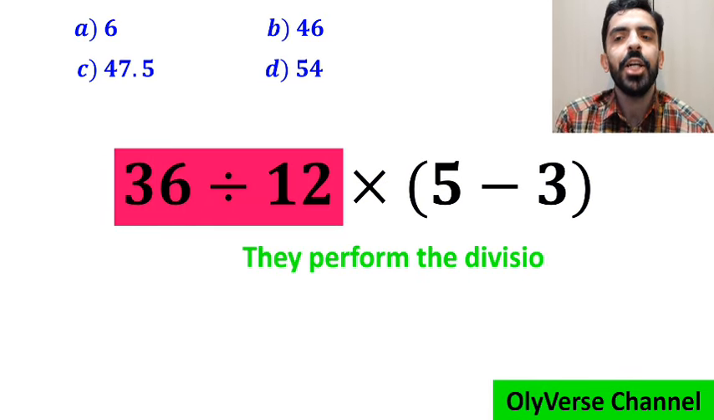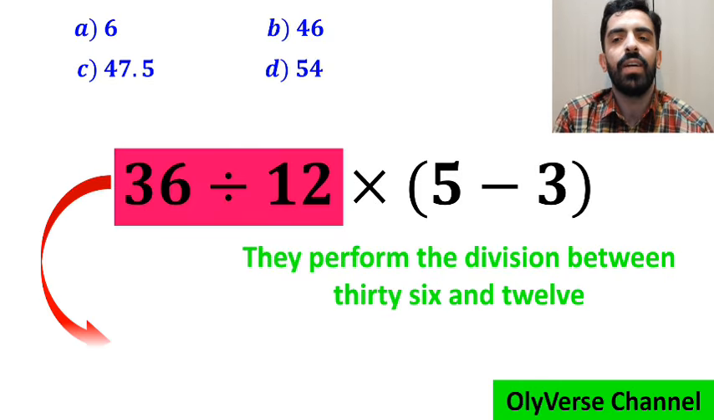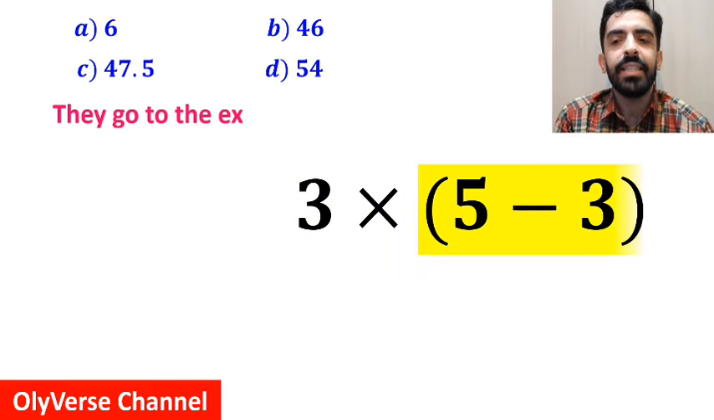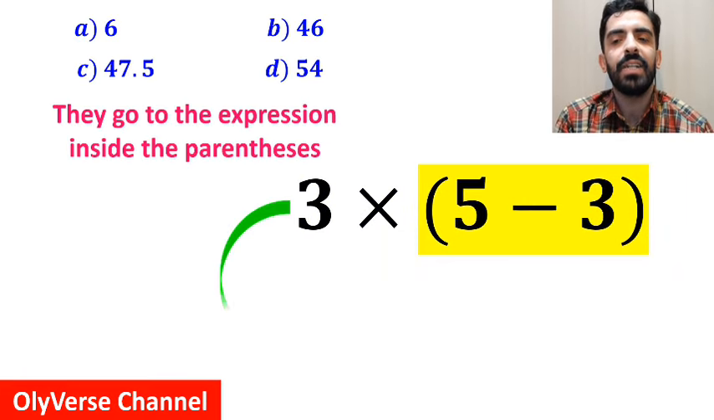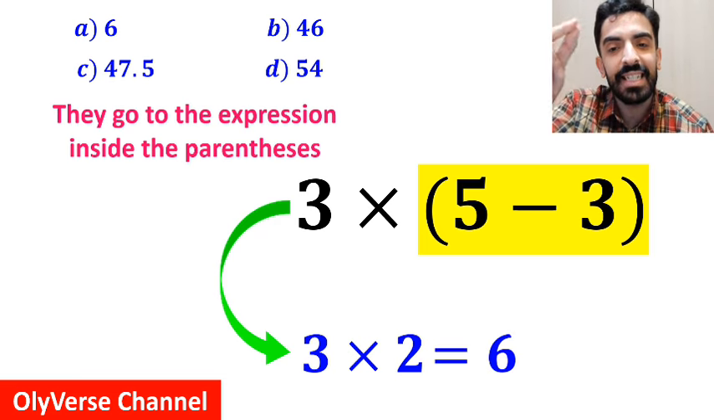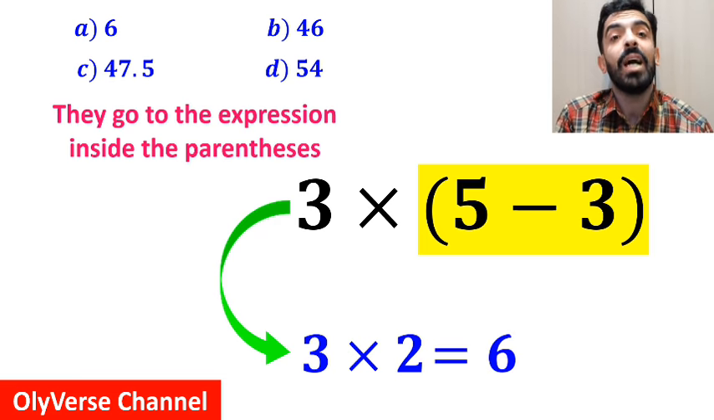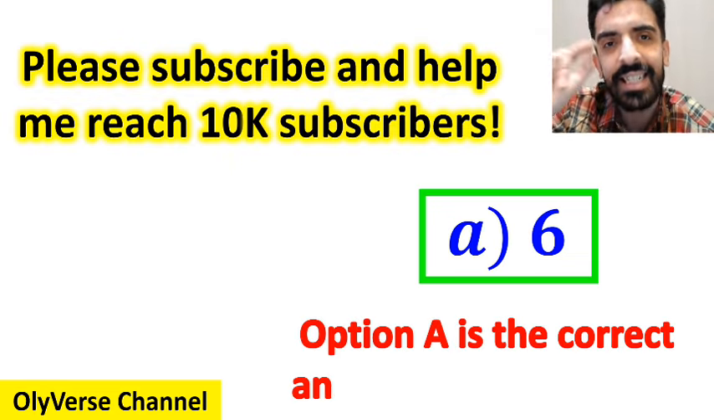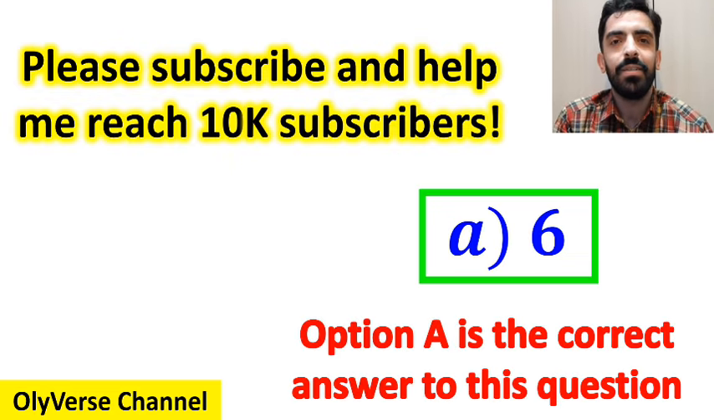Then they perform the division between 36 and 12 and write this expression as 3 times (5 minus 3). And in the final step, they simplify the expression inside the parenthesis to 3 times 2, which eventually gives them the answer 6. Then, without any hesitation, they quickly say that option A is the correct answer to this question.